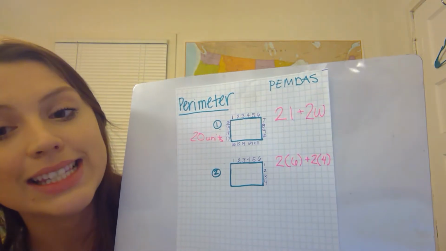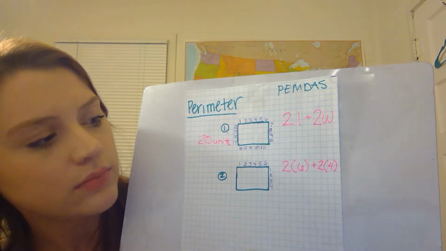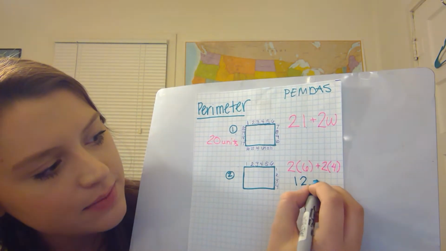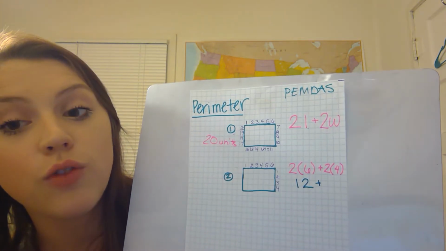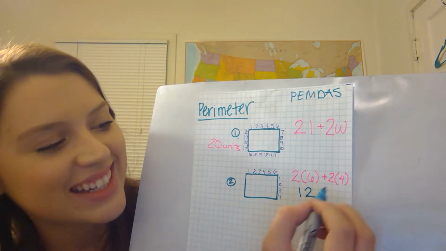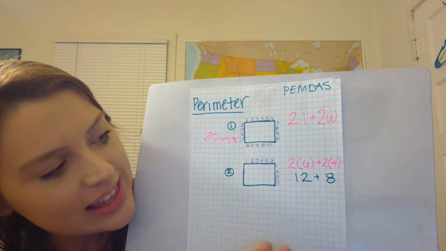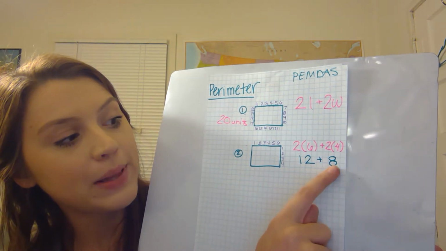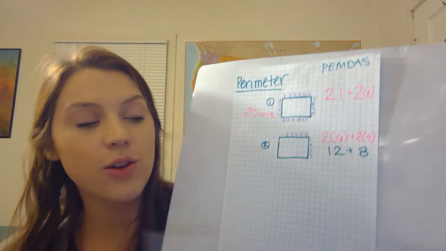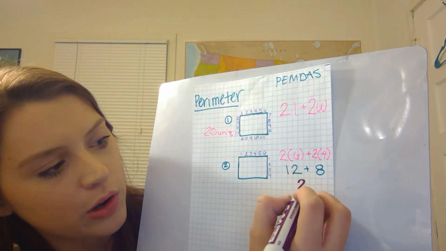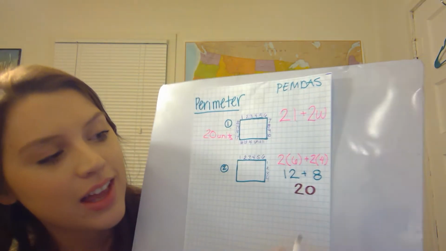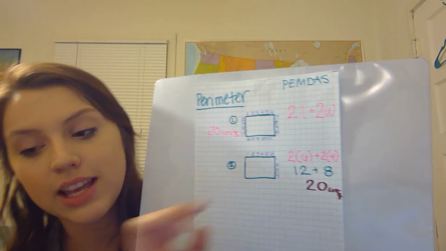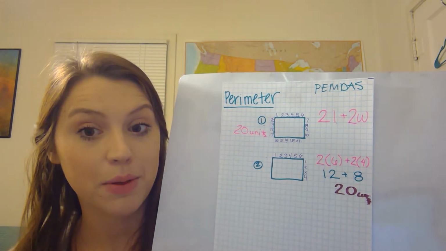2 times 6. 2 times 6 is 12. Plus 2 times 4, 8. Now we have just the addition left. 12 plus 8 equals 20. 20 units. So these are two different ways that you can solve this perimeter problem.